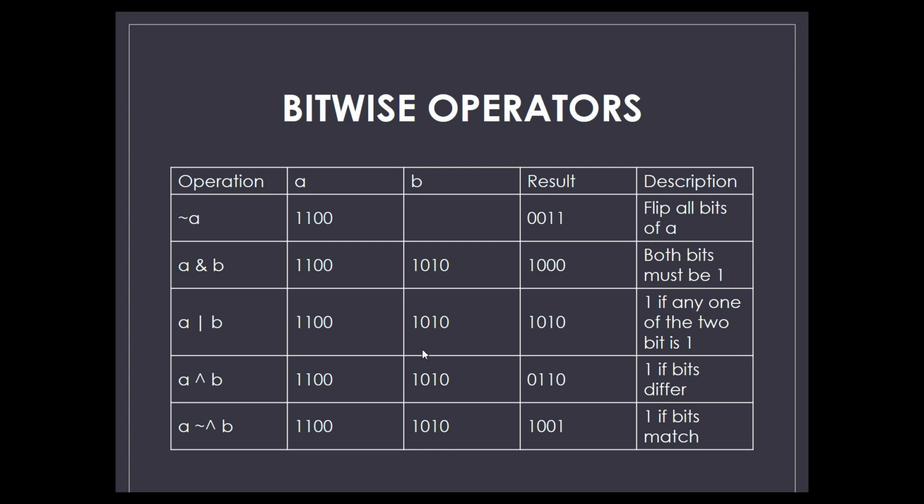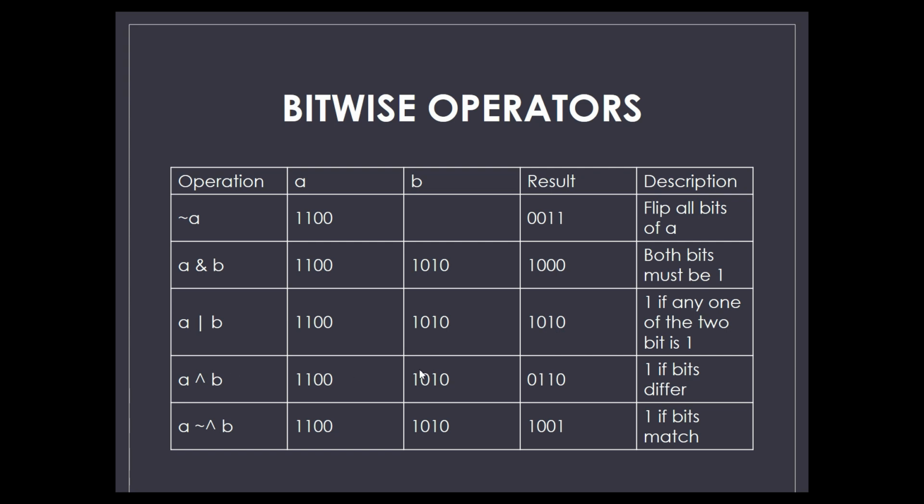For OR, even if one bit is 1, then the result should be 1. But both LSB are 0, so the output is 0. Then 0, 1, then we get 1, then 1, 0, again 1. And 1, 1, here there's a mistake, it should be 1, 1. So please keep in mind that's a typing mistake from my side. Here the output should be 1, 1, 0, 1, 1, 1, 0.